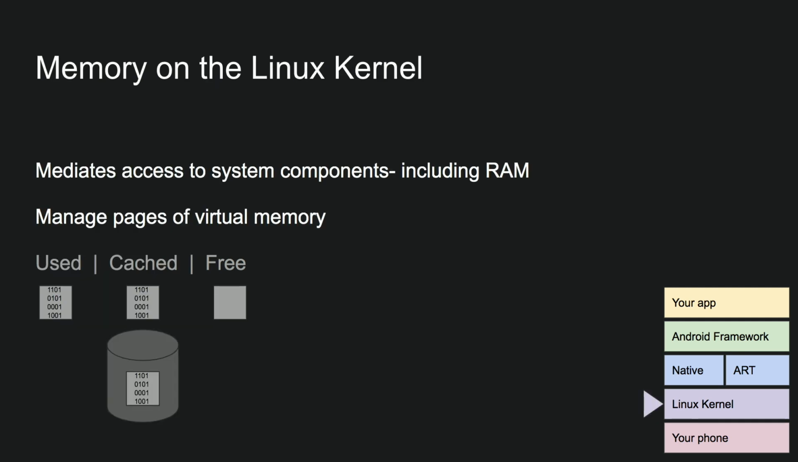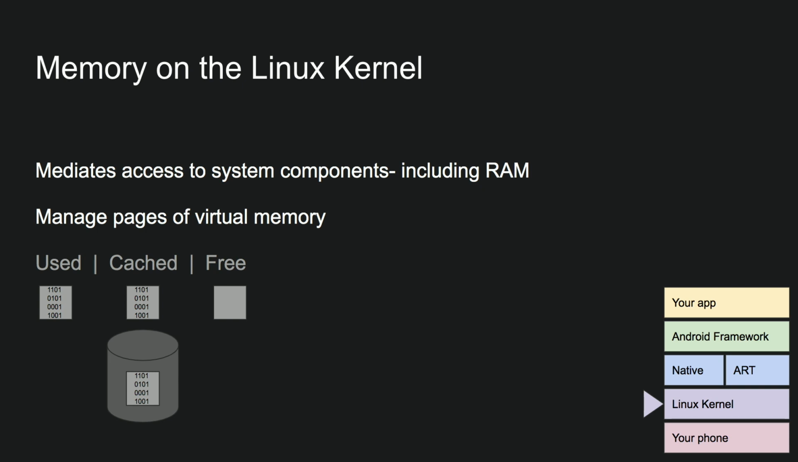So our Linux kernel, written on top of the phone, mediates our access to system components, including RAM. And the Linux kernel manages memory, and the basic unit of memory that it manages is pages. So this is your 2 kilobyte to 4 kilobyte, depending on the device, unit of memory. That's all those capacitors down on the RAM chip.